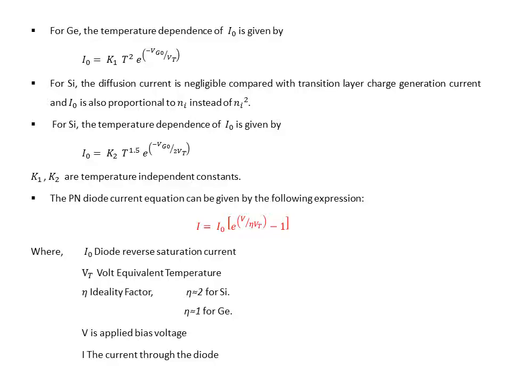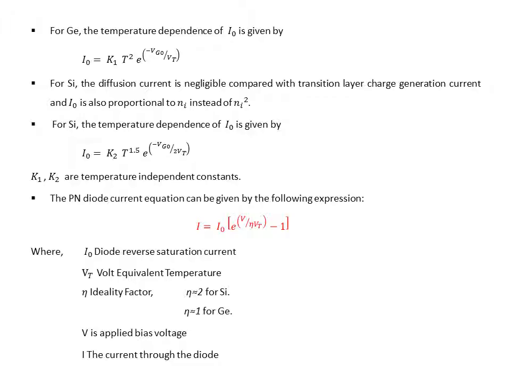The PN diode current equation can be represented as I = I0 (e^(V/ηVt) − 1), where I0 is the diode reverse saturation current, Vt is the volt equivalent of temperature, and η is the ideality factor. η is approximately equal to 2 for silicon and 1 for germanium. V is the applied bias voltage. If forward biased, V is positive. For negative bias, V is negative. And I is the current through the diode.